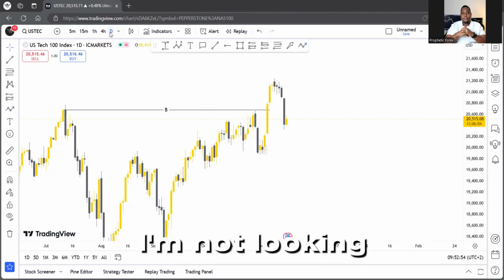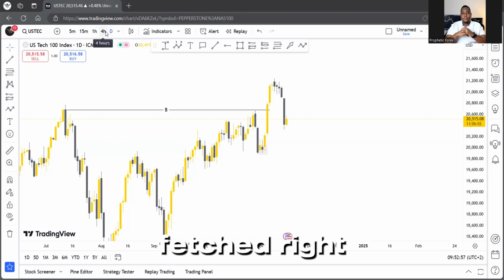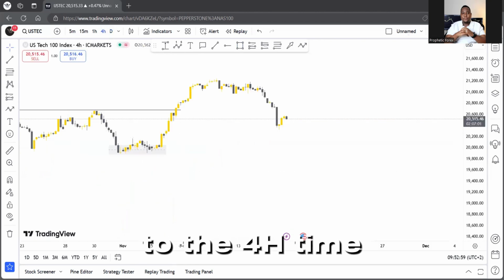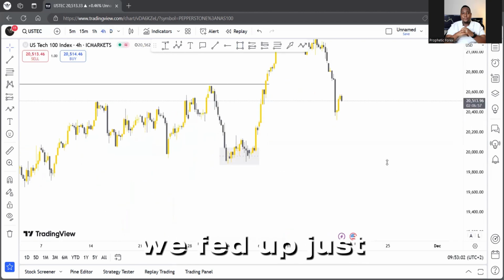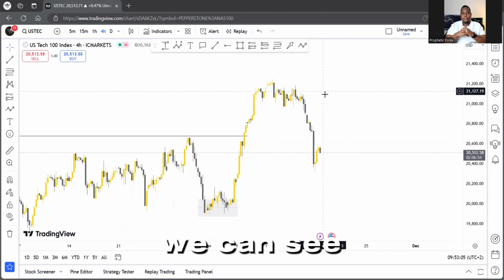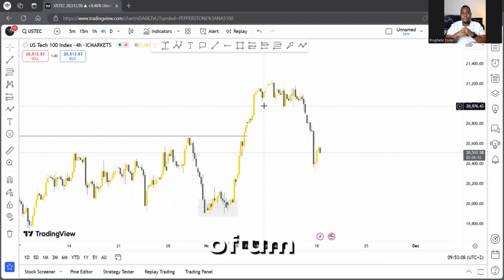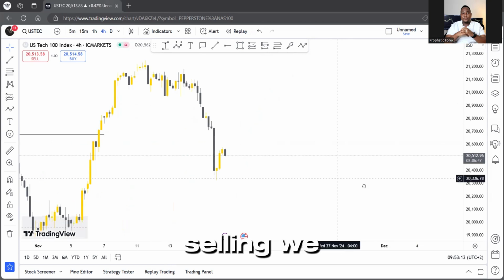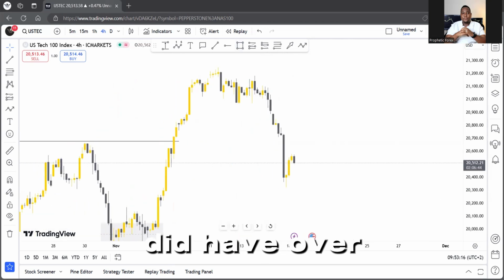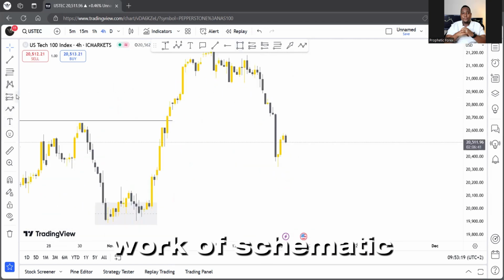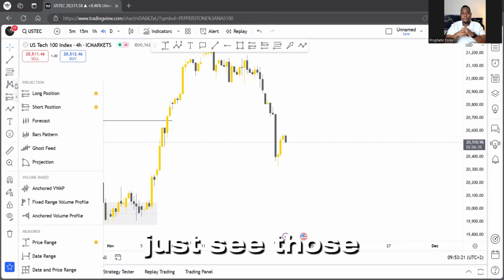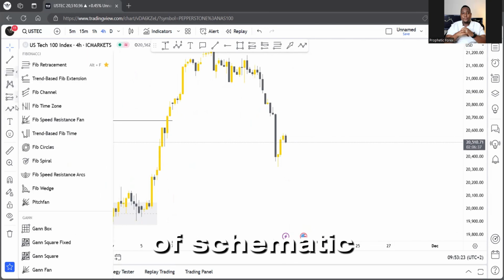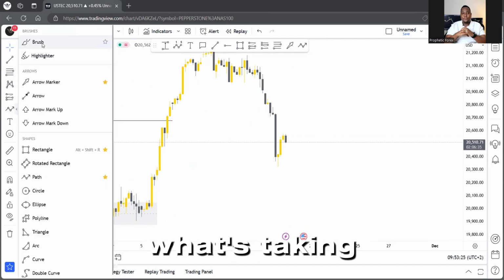But for now, I'm not looking at that. That's a little bit too far-fetched, right? I want to go to the 4H time frame and break it down further. We can see that whole momentum, I believe from the 8th of November last week, we've been selling. We did have a beautiful Wyckoff schematic over here. Those of you who know Wyckoff schematic, that's exactly what's taking place over there.